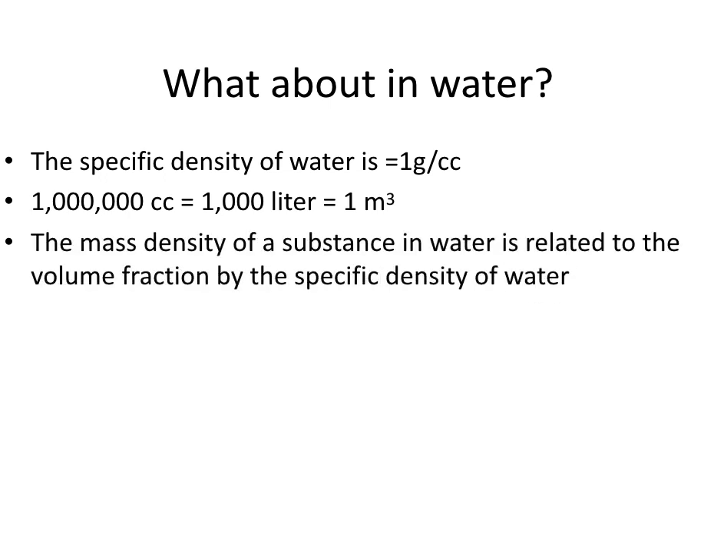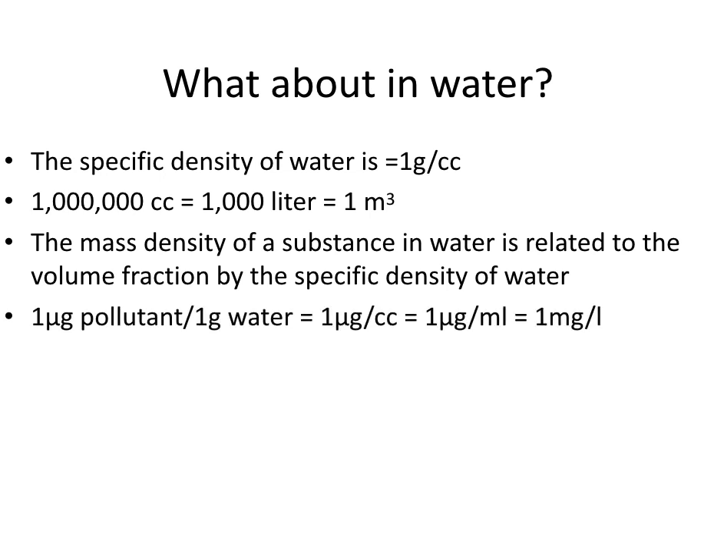The mass density of a substance in water is related to the volume fraction by the specific density of the water itself. What does this mean? So, if we have 1 gram of water, that's equivalent to 1 cubic centimeter. So if we have 1 microgram of a pollutant, 10 to the 6 orders of magnitude less than a gram, per 1 gram of water, that would be the same as saying that we have 1 microgram of that pollutant in 1 cubic centimeter of water.